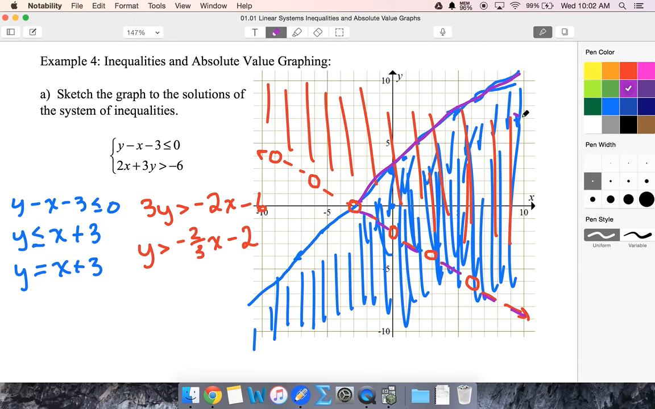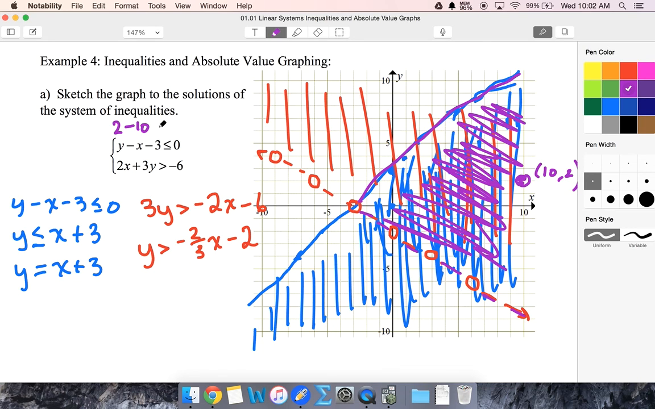And then here in the area shared are the points that will make both equations true. So let's just pick a random one. Let's pick the point 10, 2. So that should be a solution for both, and I'm going to test it. So 2 minus 10 minus 3, that is a negative number. It is less than or equal to 0. And then 20 plus 12 is greater than negative 6. That's also true. That gives me just a quick way of knowing whether I've gotten things on the right track or not.